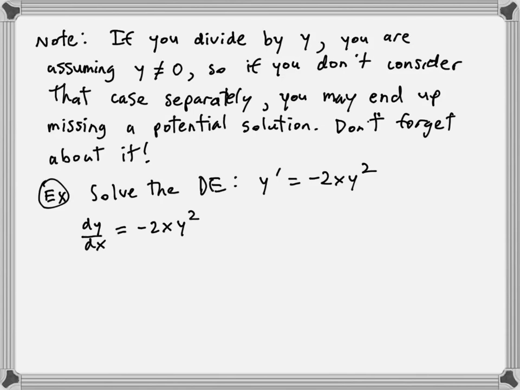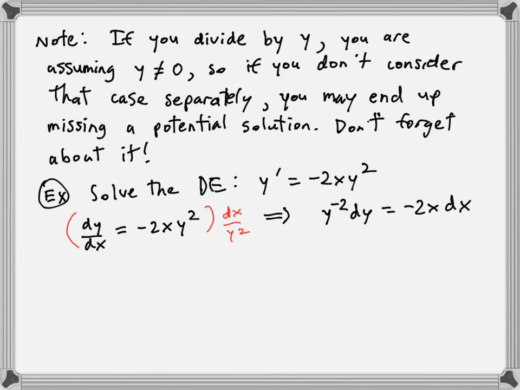Now, is this thing separable? It turns out that it is, but you do need to divide both sides by y squared. So if you multiply both sides by 1 over y squared, you end up with the following. I'm also going to separate the dx and put the dx on the other side. So I'm going to multiply both sides by dx over y squared. I get y to the negative 2 dy is equal to negative 2x dx.